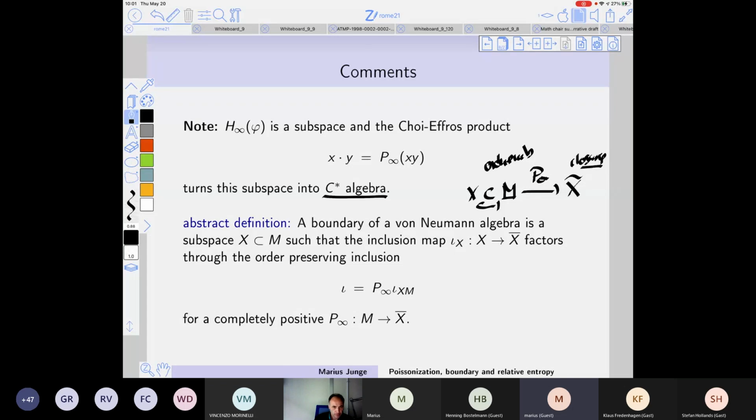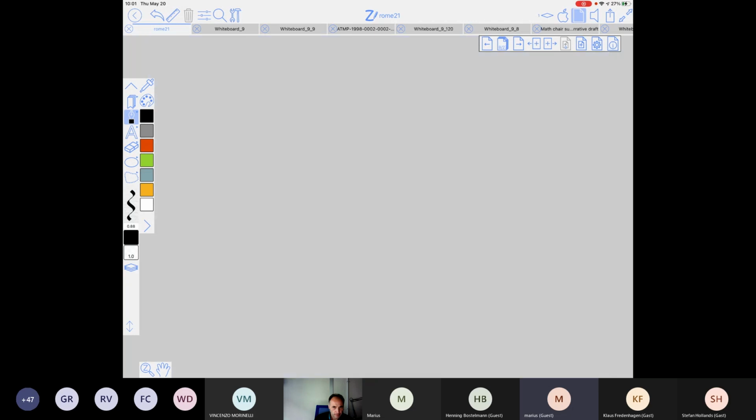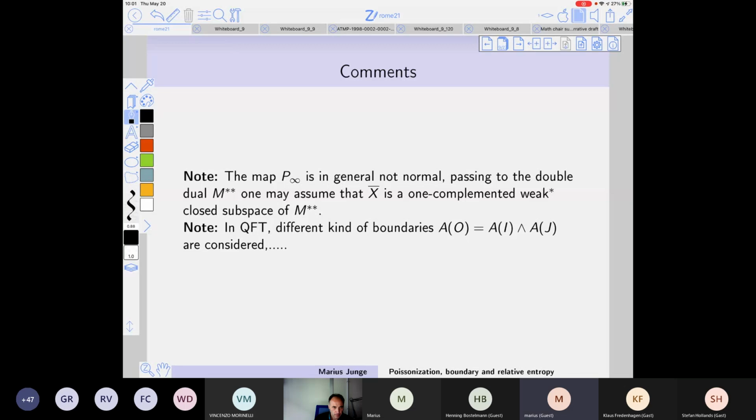So unfortunately, it's a very powerful concept. Poisson boundaries have been used in operator algebras very successfully, but they are also always a little bit tweaked for the convenience of the application. So one has to be careful there.